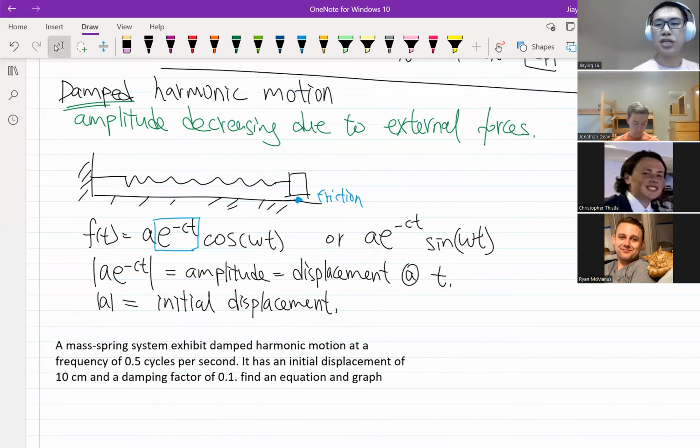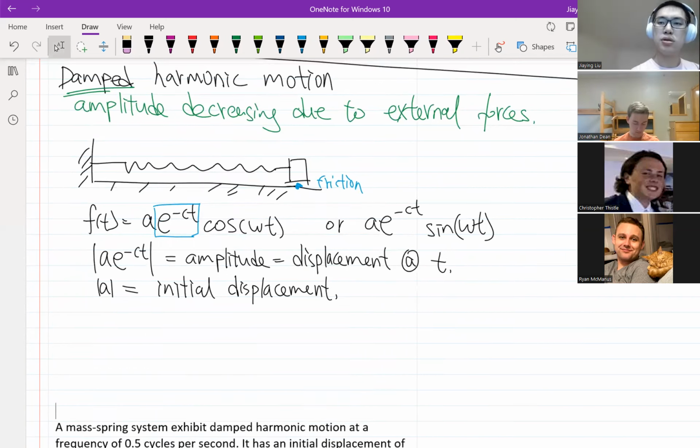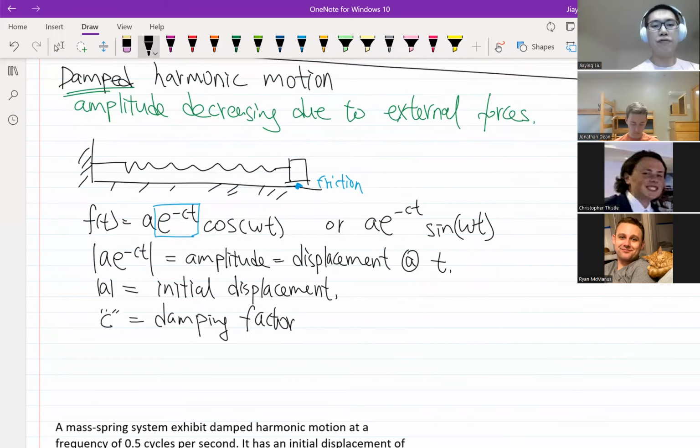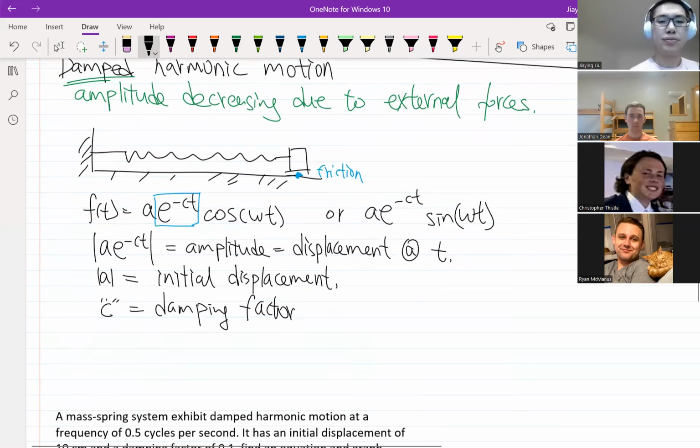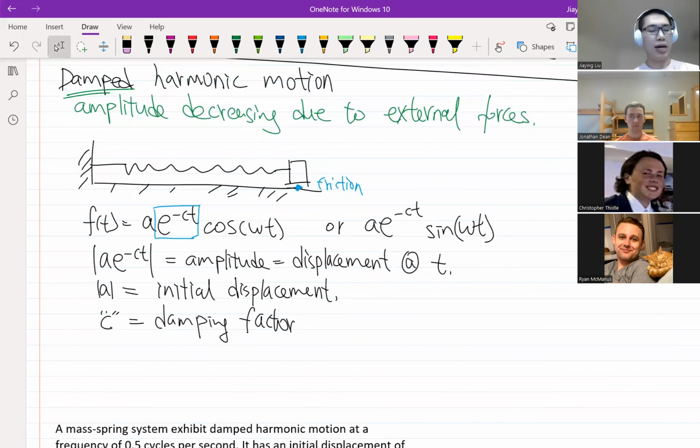And the omega is the same, but the c here, the c value in the exponent, is the damping factor. If c is really big, then the damping is much stronger, so it makes the exponential term go to 0 a lot faster. So that's called damped harmonic motion. Any questions on this? All right, if not, we're going to look at this example below.